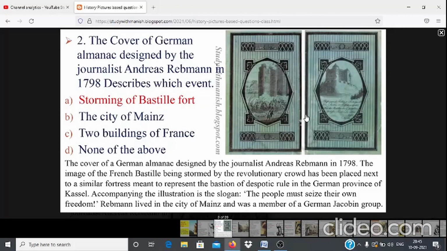The cover of a German almanac designed by journalist Andreas Rebmann in 1798 describes which event? And the options are A. Storming of Bastille Fort, B. The city of Mainz, C. Two buildings of France, and D. None of the above. And the correct answer is storming of Bastille Fort.